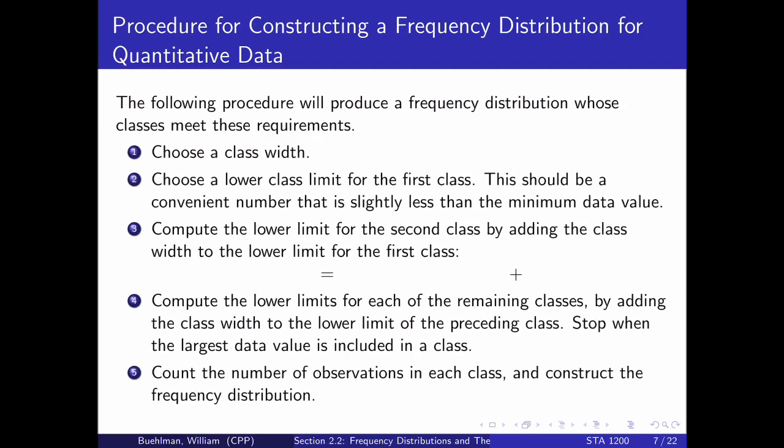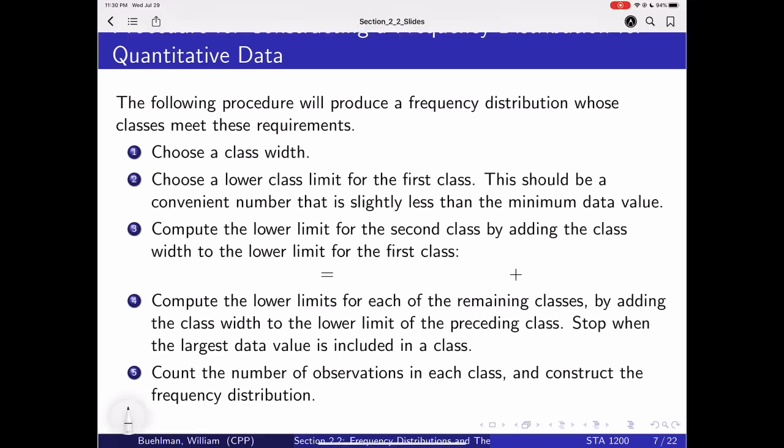Here is the procedure for constructing a frequency distribution for quantitative data. So first, we have to choose the class width. Then we choose a lower class limit for the first class. This should be a convenient number that is slightly less than the minimum data value. So let's say you have data values from 12 to like 98. Maybe instead of choosing 12, we'll choose 10 because that's a nice round number. So then we have to compute the lower class limit for the second class by adding the class width to the lower limit for the first class.